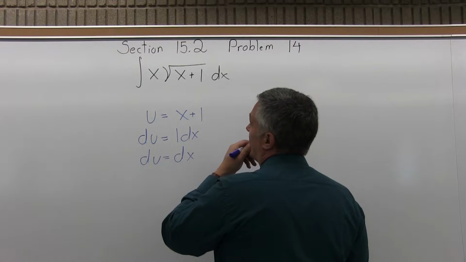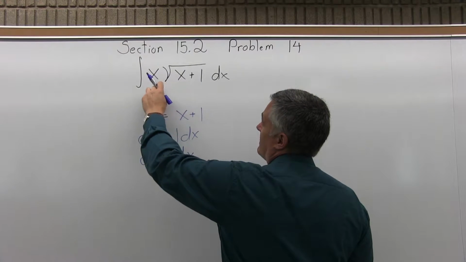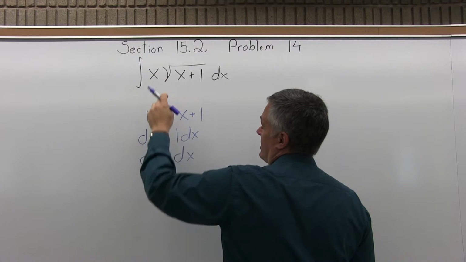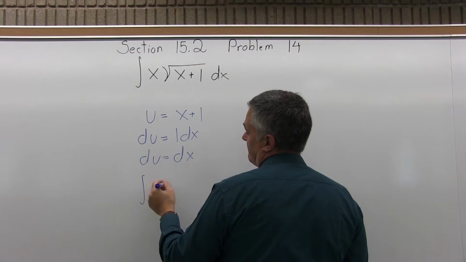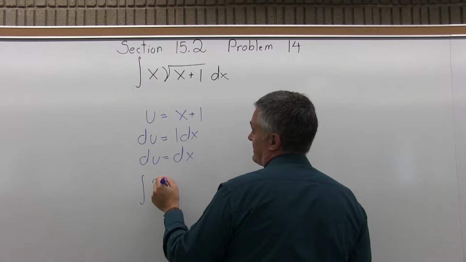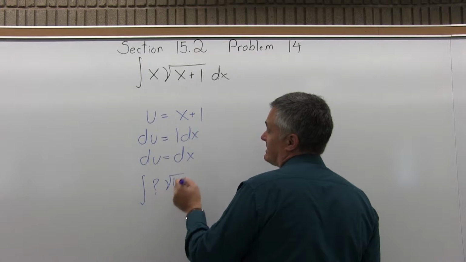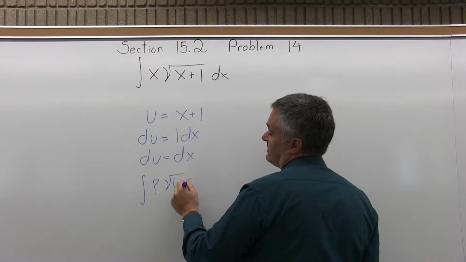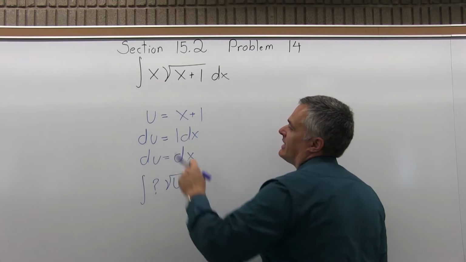But I've got a little bit of a problem. That x is not matching up. So I have the integral of, I don't know how I'm going to get that x. Then square root of x plus 1 is square root of u. That's easy. dx is du. That's easy. How am I going to get that x?